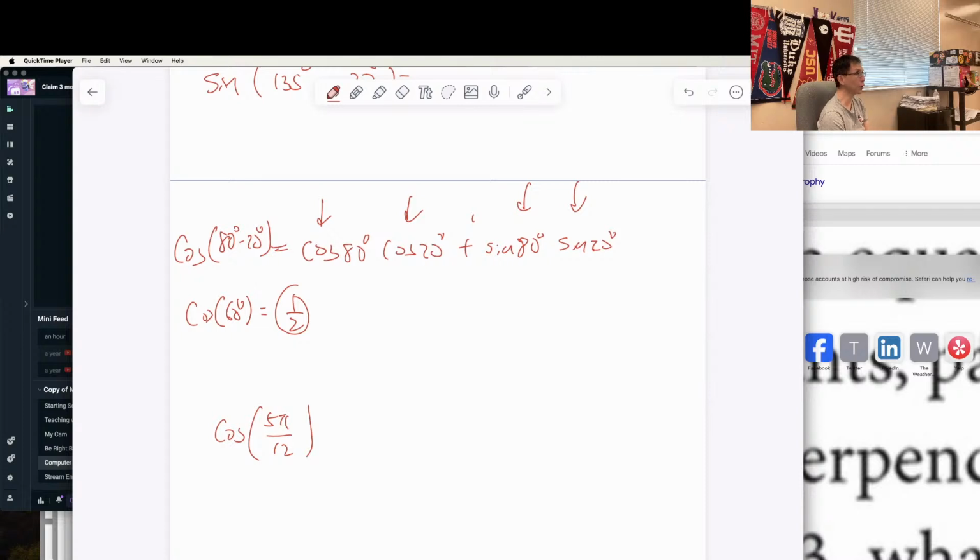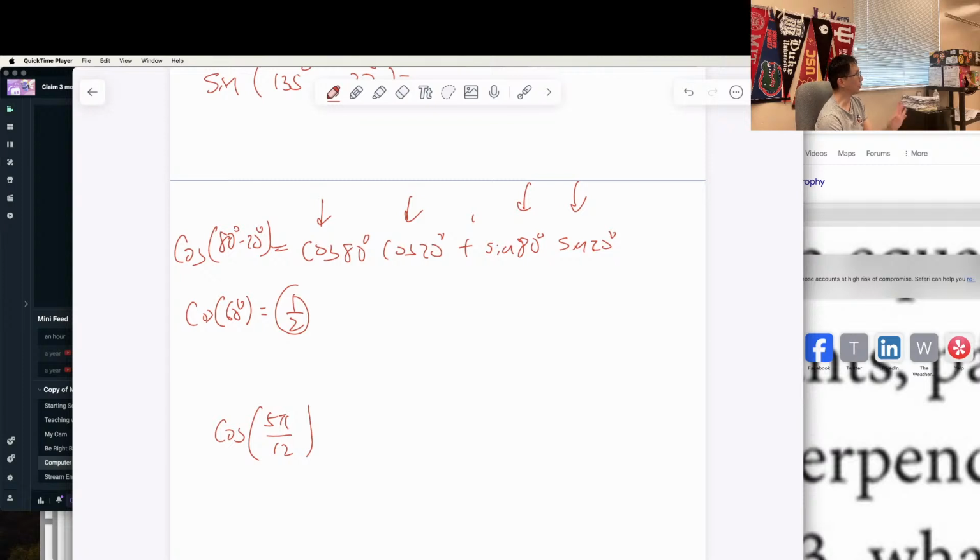Yeah, but you can do it in radians too. Think about which two radians are going to give me 5 pi over 12. Oh, we have to turn it. Which two radians? No, I'm confused now. You can break 5 pi over 12 into two different ones. What would you break it into?